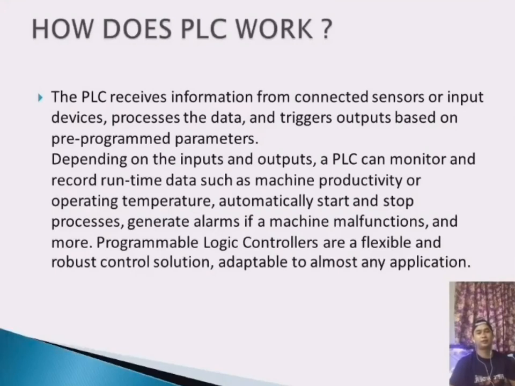Right, so we go to the next slide. How does PLC work? The PLC receives information from connected sensors or input devices, processes the data and triggers outputs based on pre-programmed parameters. Depending on inputs and outputs, a PLC can monitor and record runtime data such as machine productivity or operating temperature, automatically start and stop processes, generate alarms if a machine malfunctions, and more.